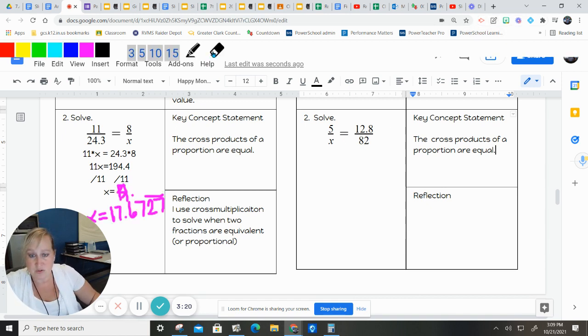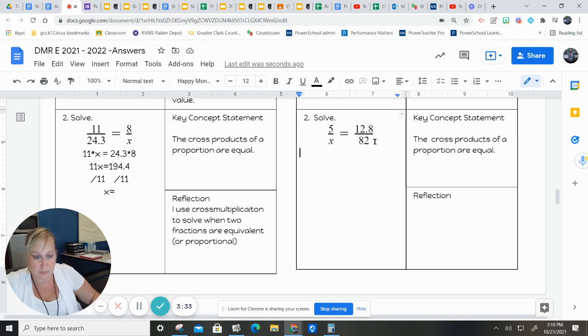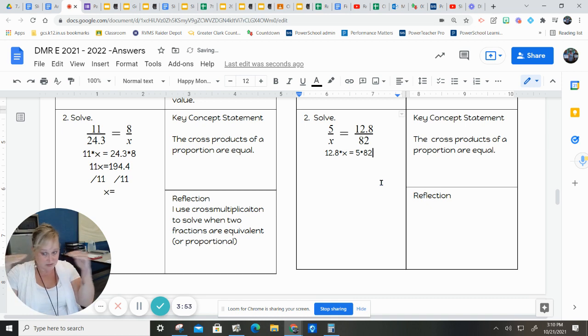So we are going to use cross multiplication. I am going to do 12.8 times x equals 5 times 82. So if I were typing, which I'm going to do, maybe. So I get 12 and 8/10 times x equals 5 times 82. Now notice that that's step 1. I get rid of the fractions. Step 2, I'm going to work out the multiplication on each separate side.